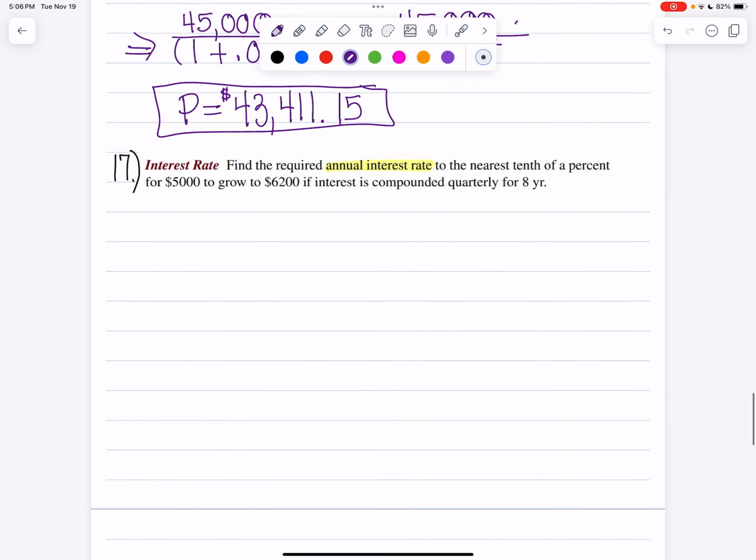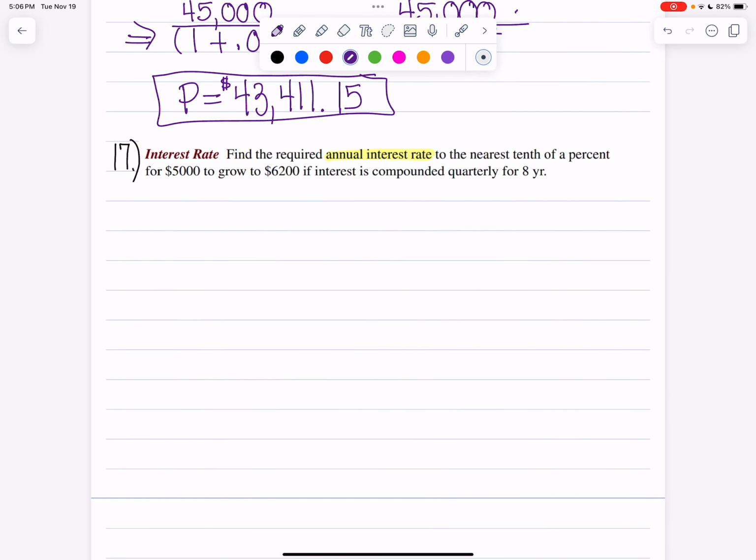The very last problem, you all. Look what we find in interest rate. The annual interest rate. And they want us to round it to the nearest tenth. That's one place after the decimal. One place after the decimal, okay? And they want you to write it as a percent. So you're going to get it as a decimal, but you got to write it as a percent.